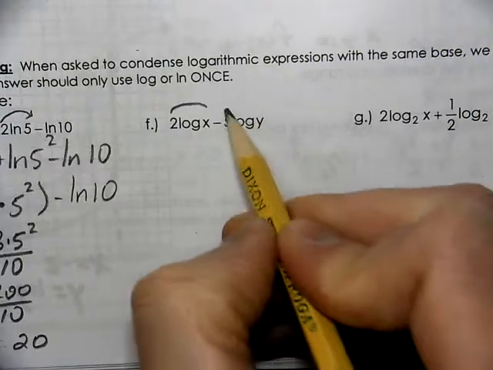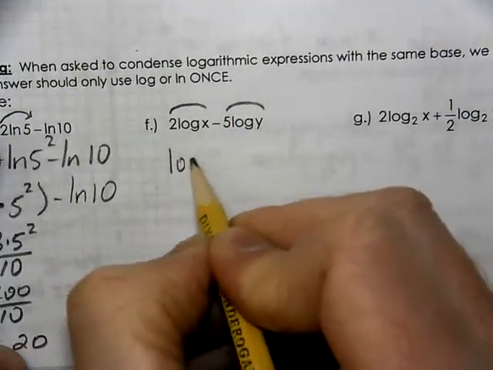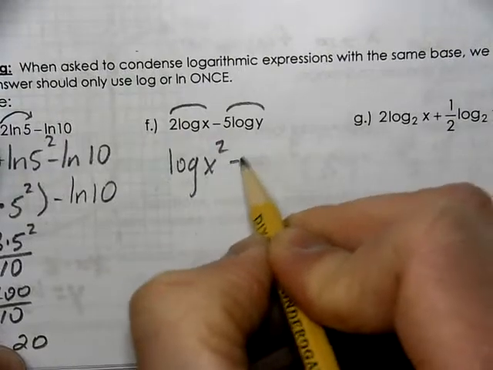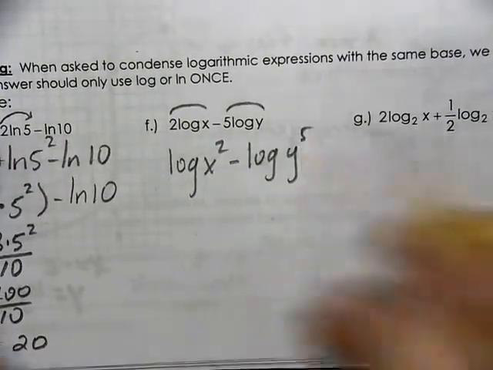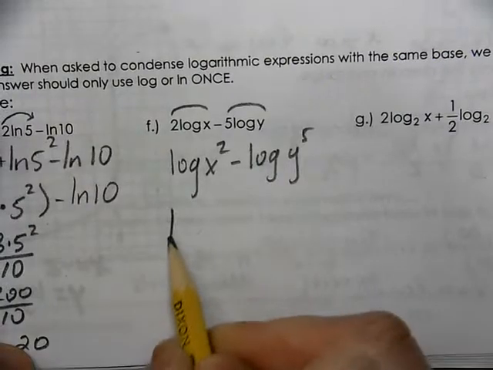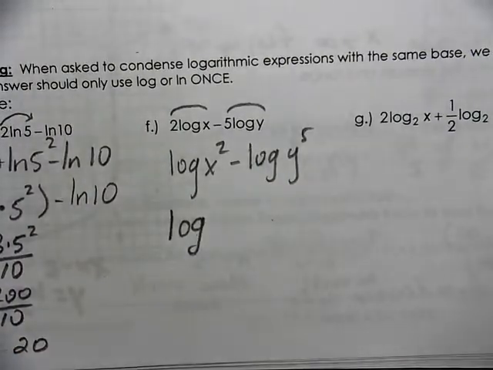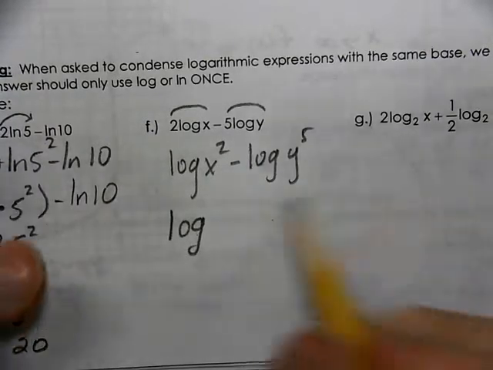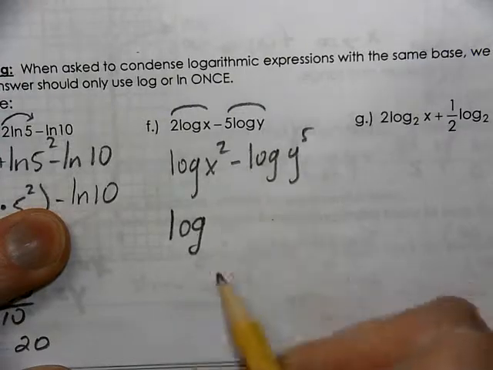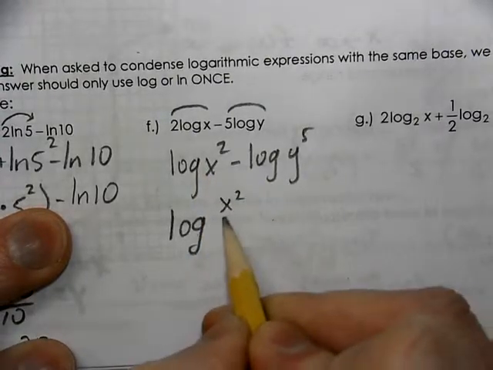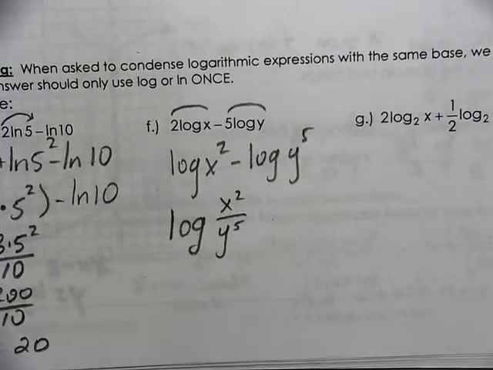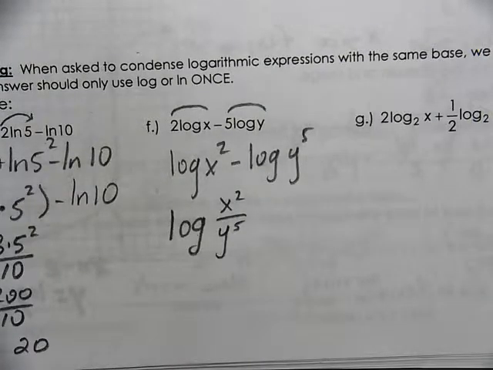Here we have two logarithms, so we're going to bring up the value in front. Because it's a subtraction, we write the log. Now notice that we're only writing one log. We're not writing it in the numerator and the denominator. Because of the subtraction, we're going to have a fraction. We're going to put the x squared over y to the fifth. We don't write the log twice. You only do that in the future with the change of base formula.